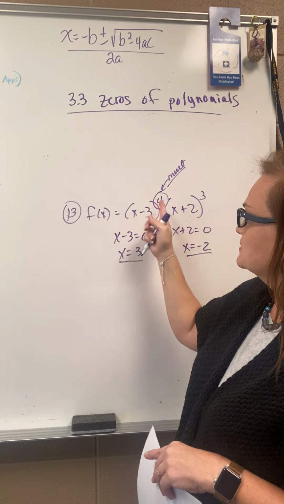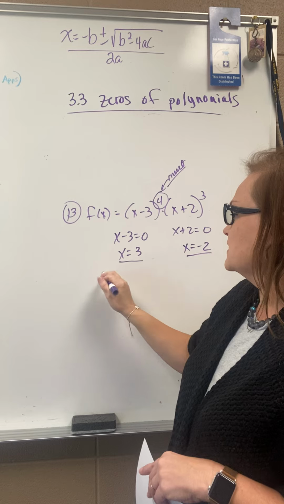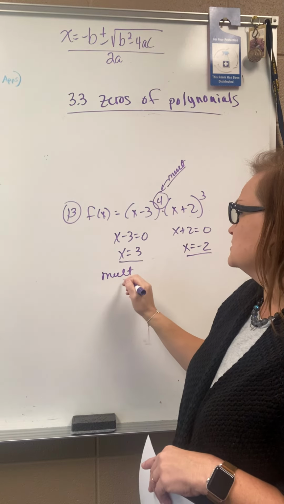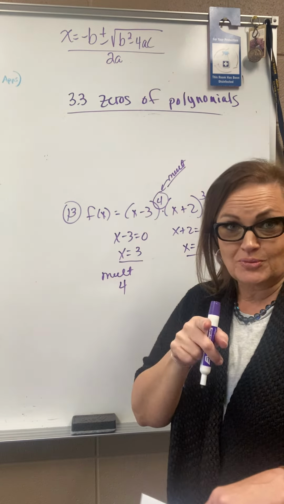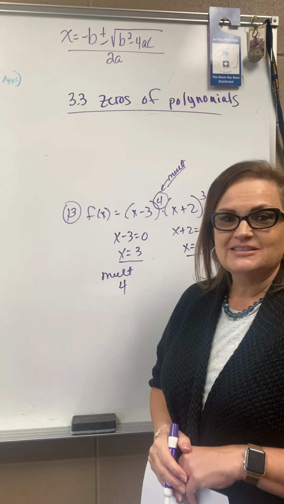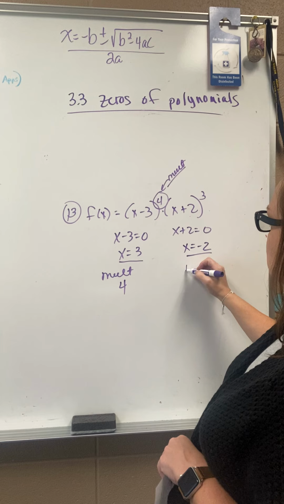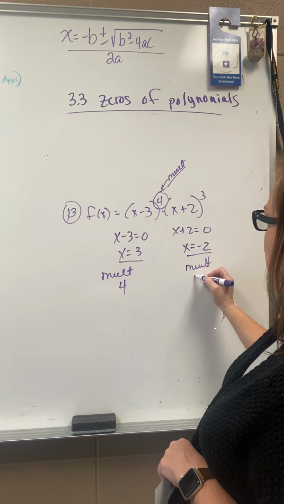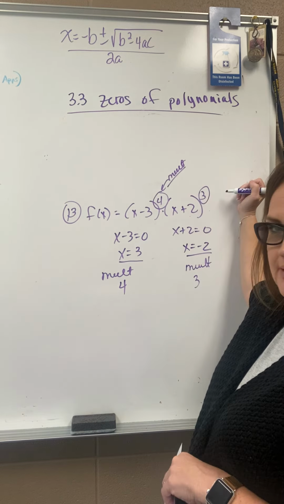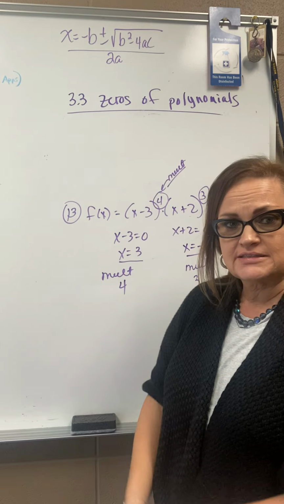That means this parenthesis 4 times. So we'd say x equals 3, multiplicity of 4. That's going to bounce, right? The even multiplicities bounce off the axis if they ask that. Over here, this is a multiplicity of 3. It's repeated 3 times. So this will cut through the axis.